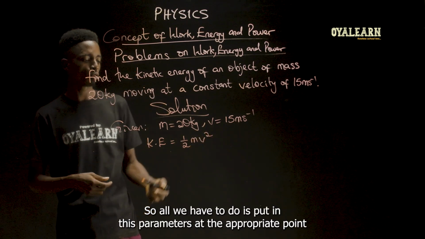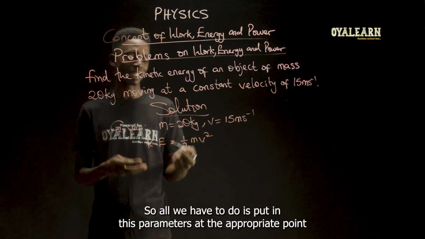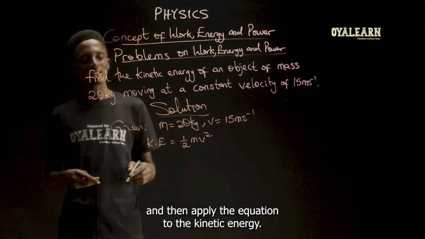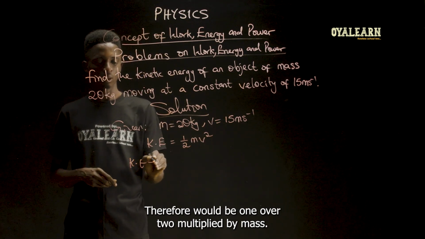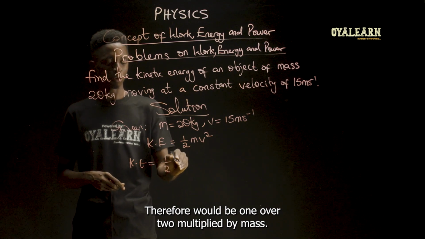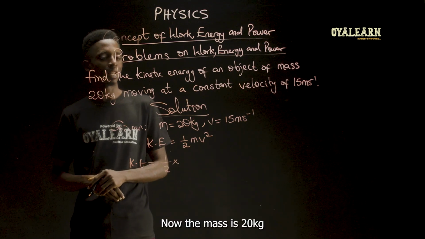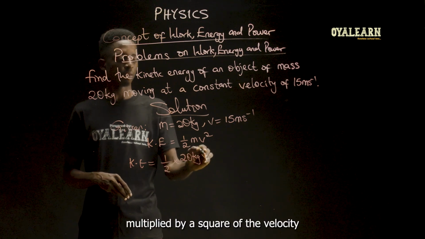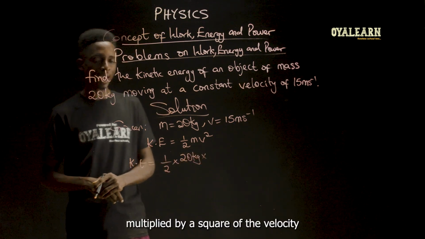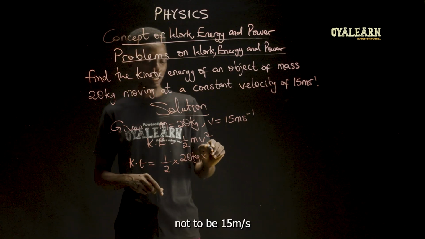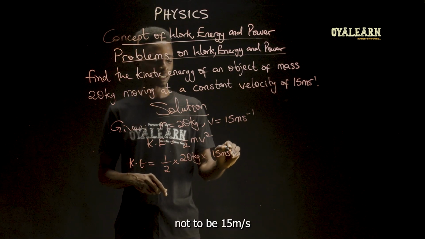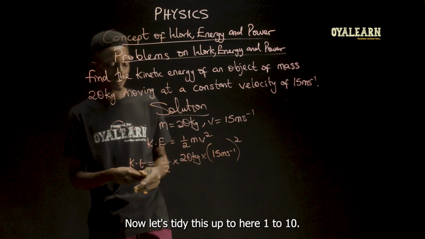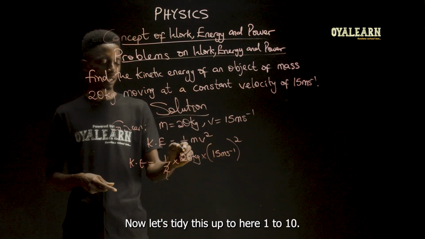So all we have to do is put in these parameters at the appropriate point and then apply the equation. So the kinetic energy, therefore, would be 1 over 2 multiplied by mass. Now the mass is 20 kilograms multiplied by the square of the velocity. That would be 15 meters per second all squared. Now let's tidy this up. 2 here 1, 2 here 10.